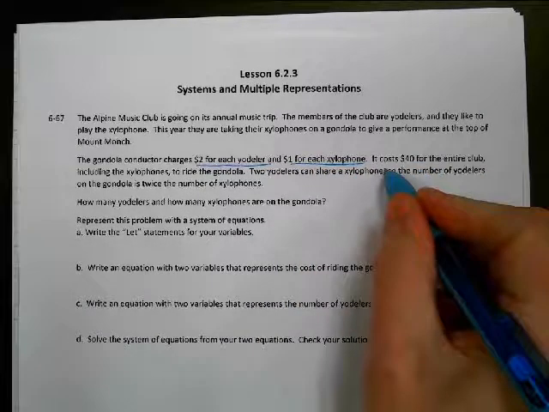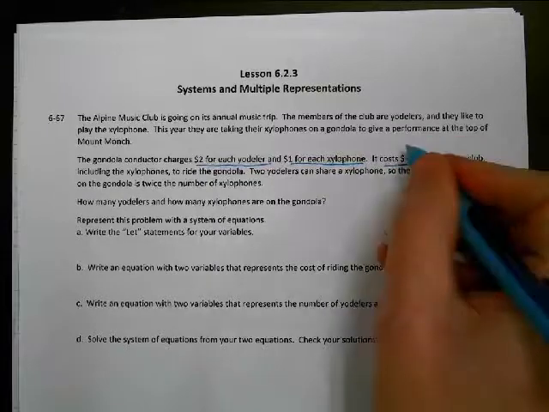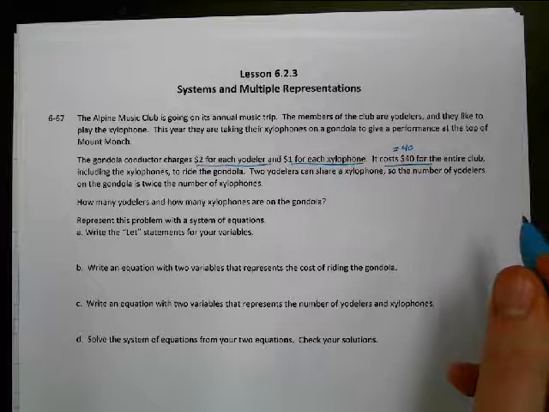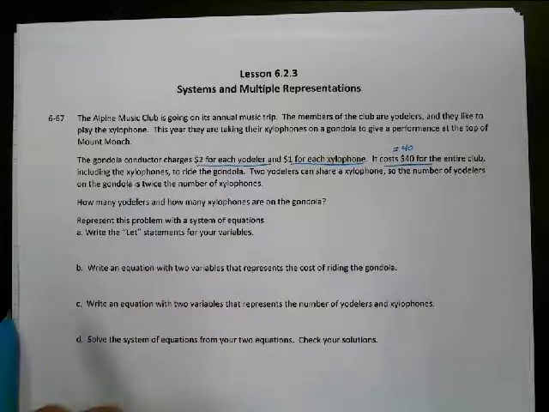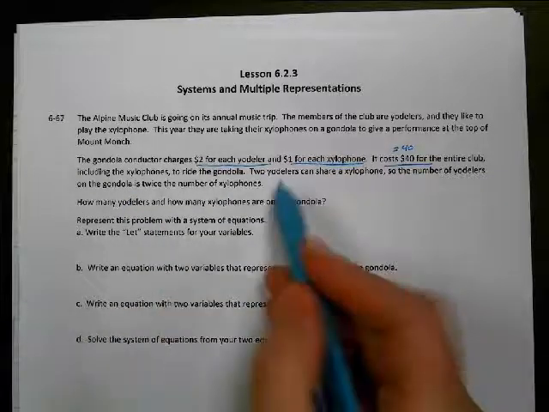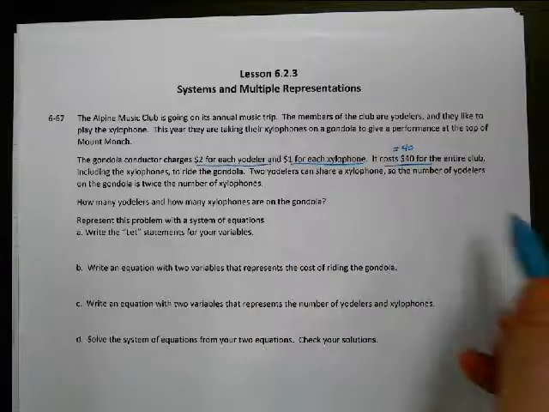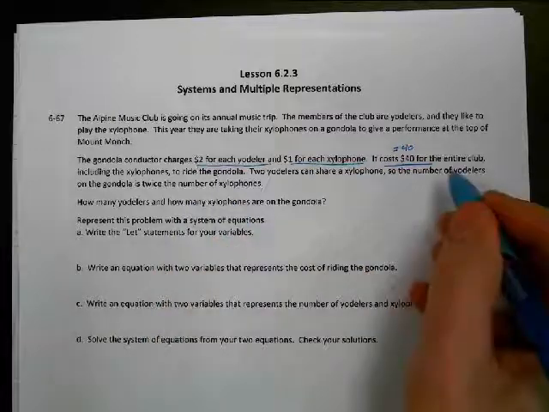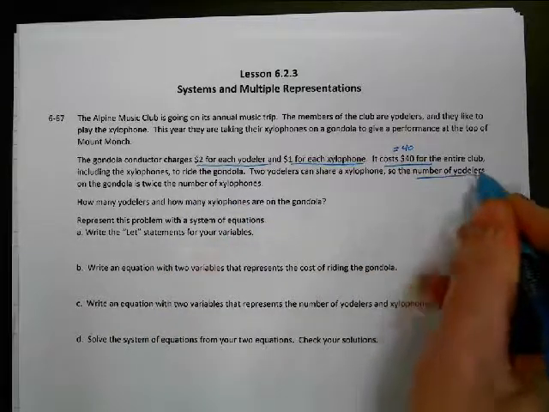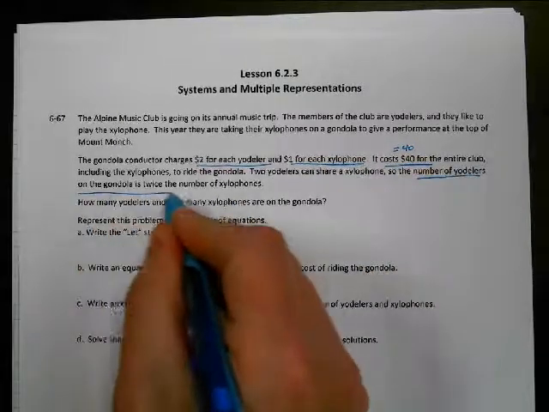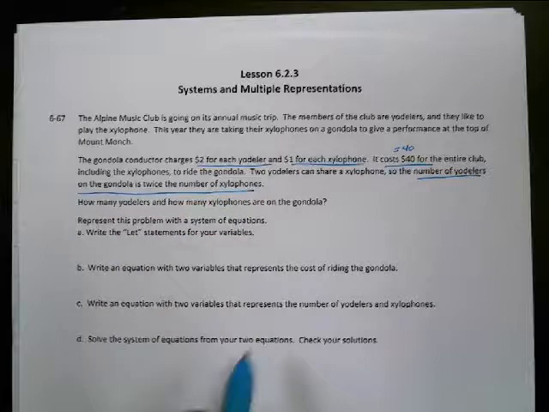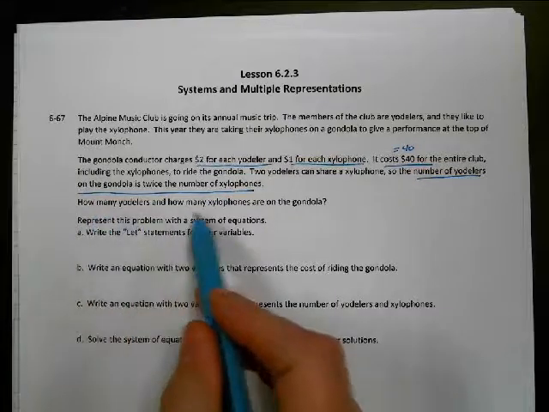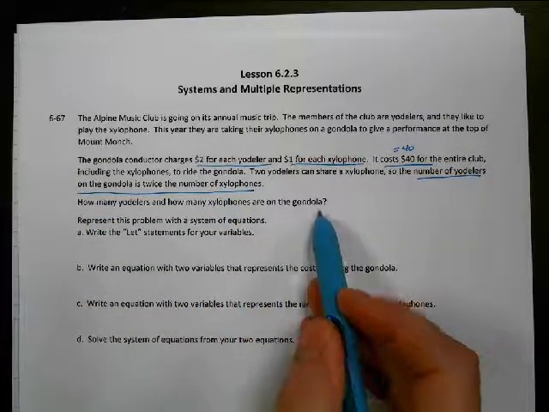It costs $40 for the entire club. So that's some kind of sum there. So it's going to be a total of $40, including xylophones to ride the gondola. Two yodelers can share a xylophone, so the number of yodelers on the gondola is twice the number of xylophones. Okay, that's important. Number of yodelers on the gondola is twice the number of xylophones. All right, so we're trying to figure out how many yodelers and how many xylophones are on the gondola.